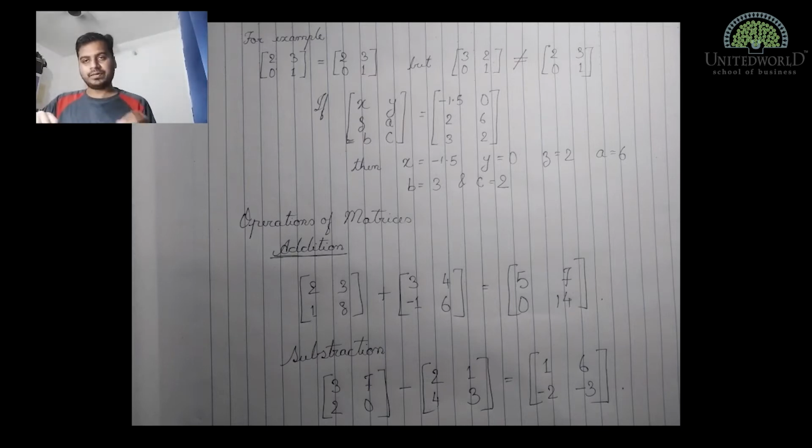So here we take the first example, like there are two matrices. One is an 8, 2, 3, 1, 2 into 2 matrix, and the other matrix is also a 2 into 2 matrix, 3, 4, minus 1, 6. And that is equal to, you add basically the corresponding elements.